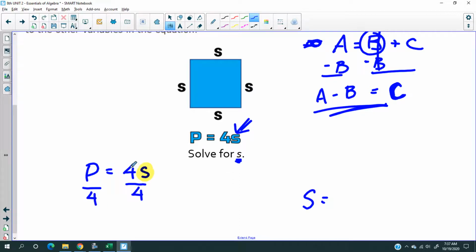Now, by the way, it isn't always the case that literal equations have only letters in it. In this case, you actually have 2 letters, okay? Because look at this equation, examine this equation.